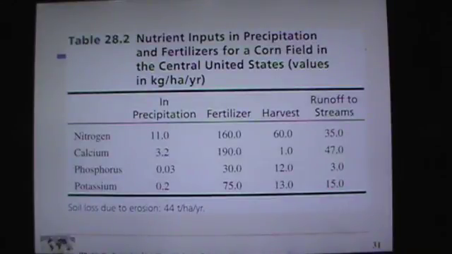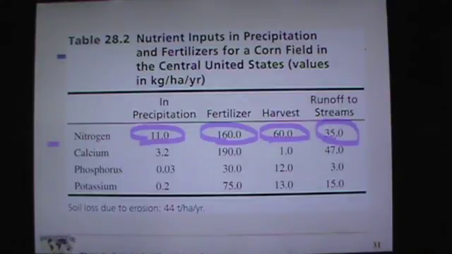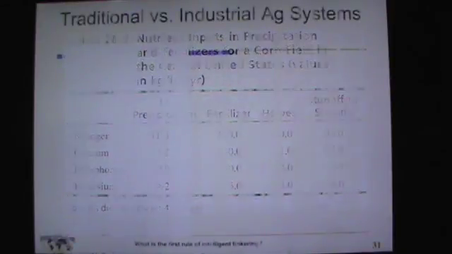Looking at nutrient inputs in precipitation and fertilizers. You get about 10 kilograms per hectare per year of nitrogen in precipitation onto the soil. They have to add 160 kilograms per hectare per year in fertilizer. When you harvest this, you put in 170, you're only harvesting 60, so that leaves about the rest. That's probably an underestimate of how much actually runs off to streams. Same way with calcium, phosphorus, you get a lot more runoff to streams. So 10% of what they put on the land runs off to streams. Adds greatly to cultural eutrophication, which we've talked about before, particularly in lakes.